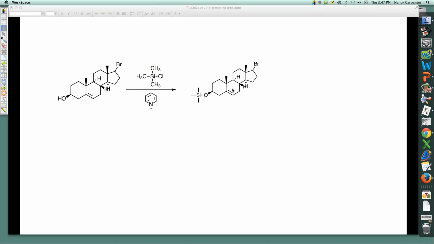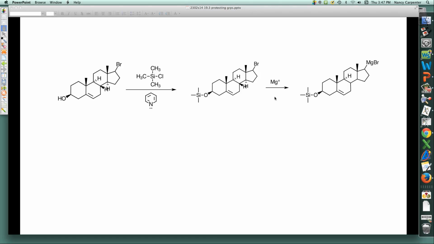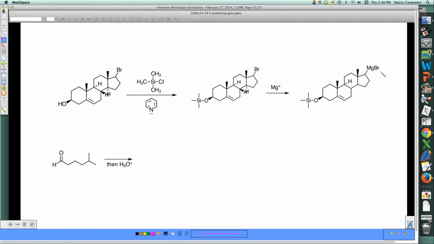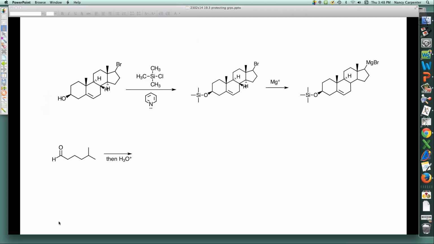In any case, now that my alcohol is protected, I have no acidic hydrogen anymore. Now I can carry out my Grignard. So I form my Grignard reagent by adding magnesium metal to the bromide. Then I can add my aldehyde. Addition of my Grignard, of course, goes way over here. I make my new carbon-carbon bond and then work it up, protonating the alcohol.